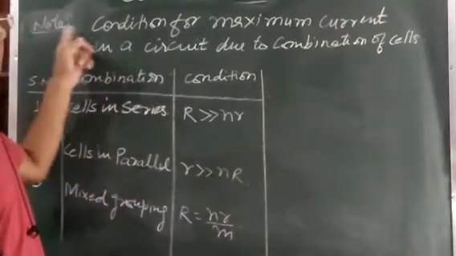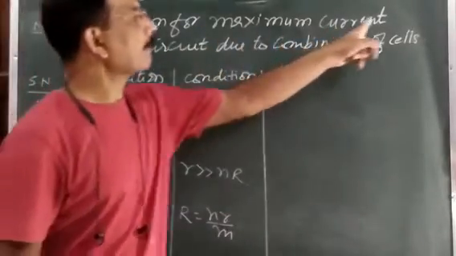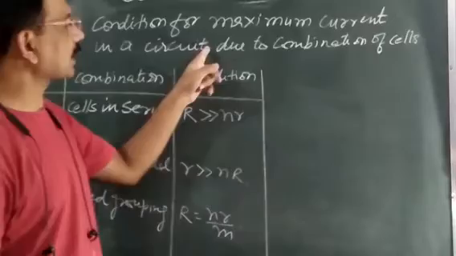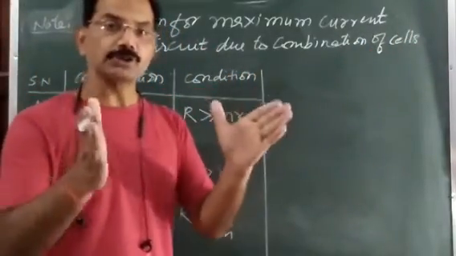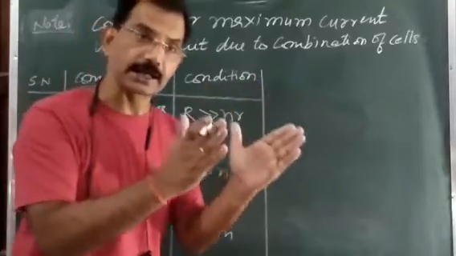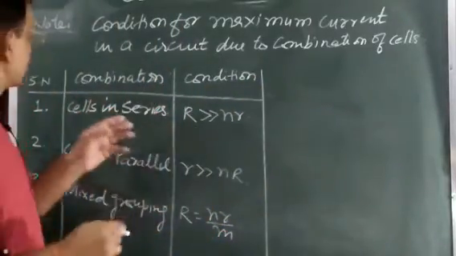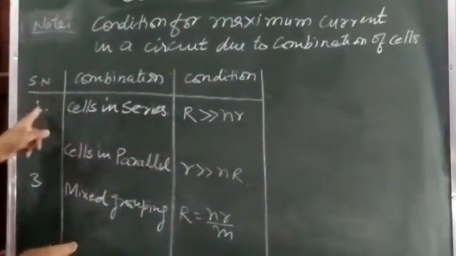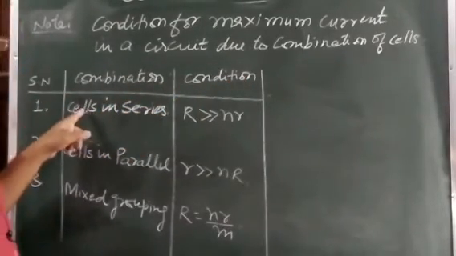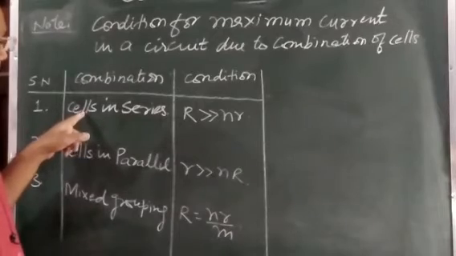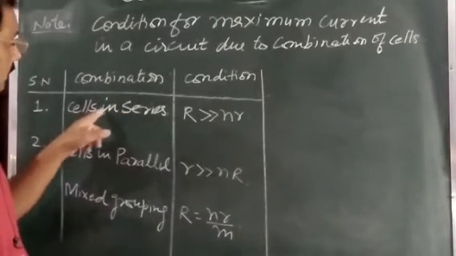Now remember this note: condition for maximum current in a circuit due to combination of cells. That means which combination of cells we will prefer under what condition to get maximum current. First, the serial number, combination and condition: under what condition will we prefer the combination of cells in series?